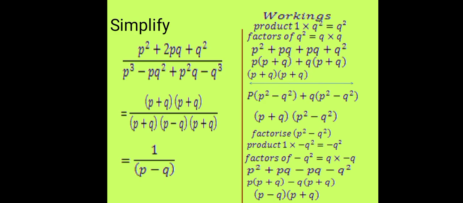Simplify. To simplify that equation, we have to factorize the numerator and factorize also the denominator. If we factorize, we see that the whole of the numerator will cancel out with the part of the numerator p plus q and p plus q, so that we remain with 1 all over p minus q.